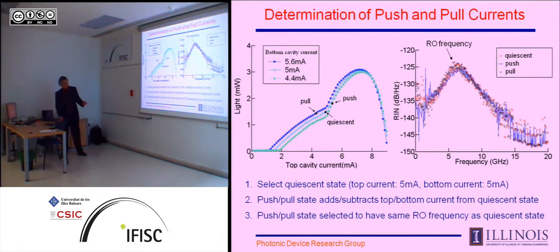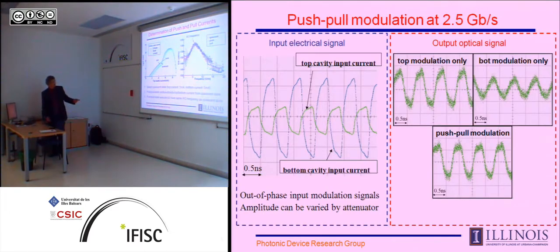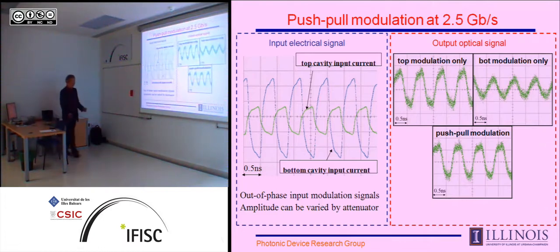So hopefully you can see that all the colors here are sitting on top of each other. And what that means is that we're not changing the photon density, but we are changing the carrier concentrations in the two cavities. And so here's the bottom line, and my second to last slide.